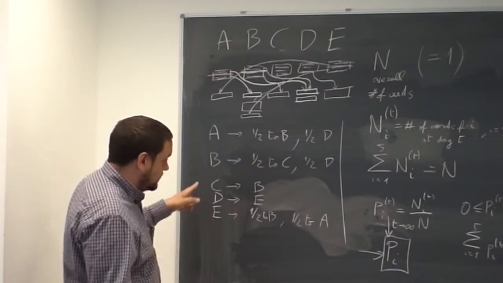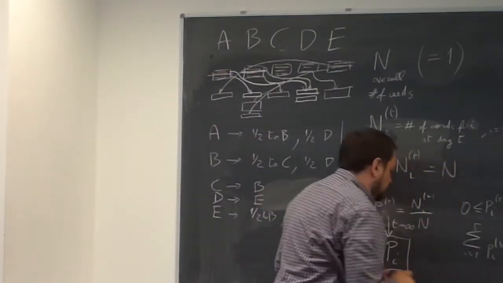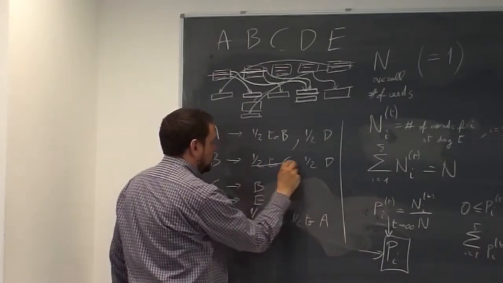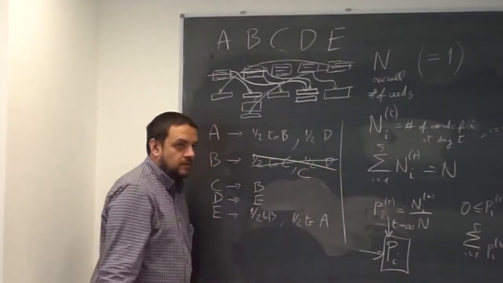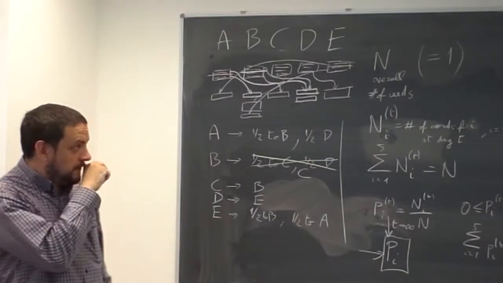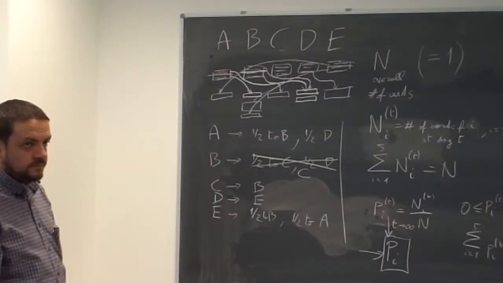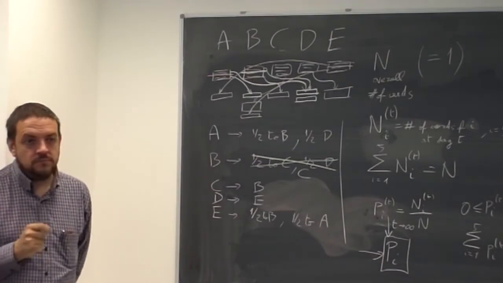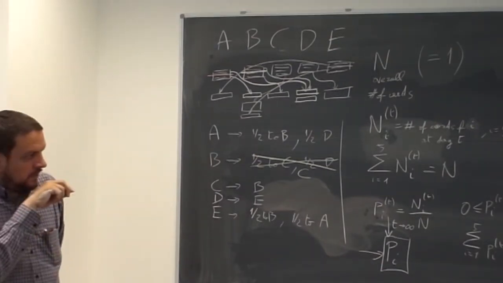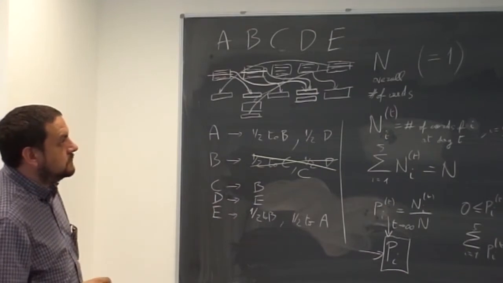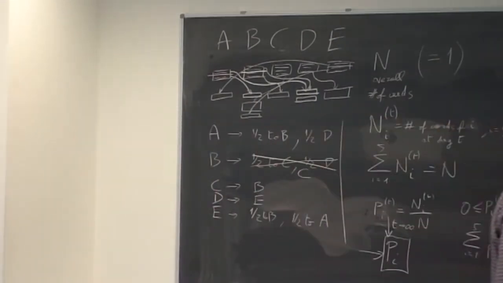Okay, so the next question is, let's change this policy. B decides to give everything to C, or player 2 decides to give everything to player 3. Okay, what happens here? So let's modify the graph. This edge disappears and this becomes 1.